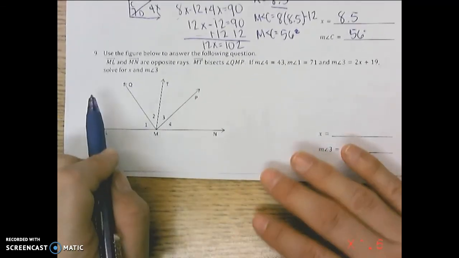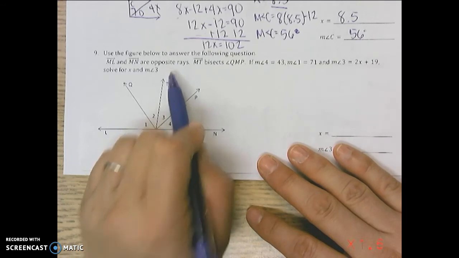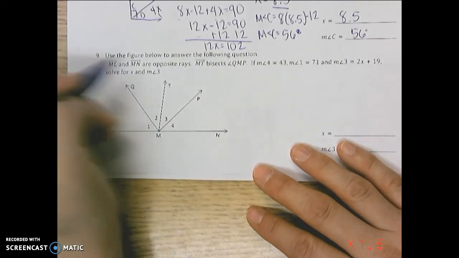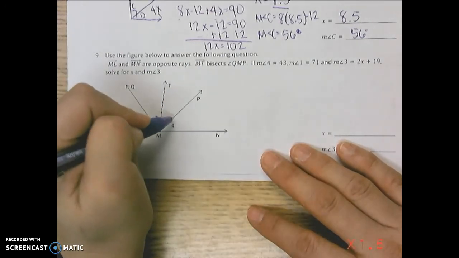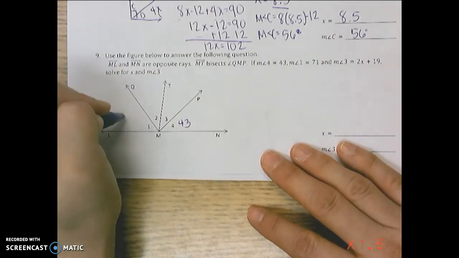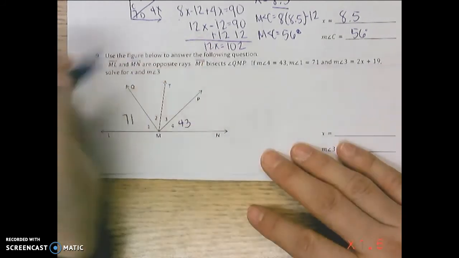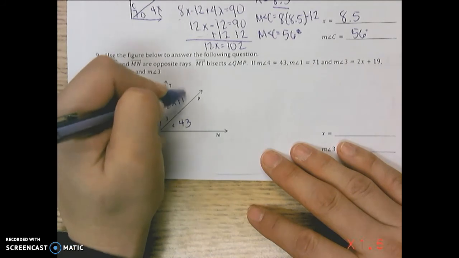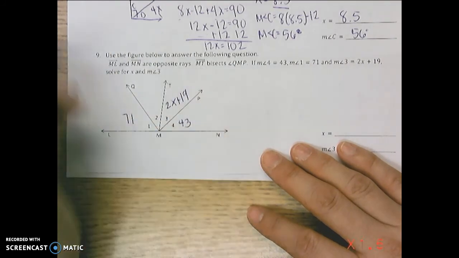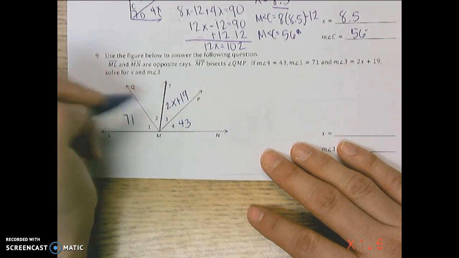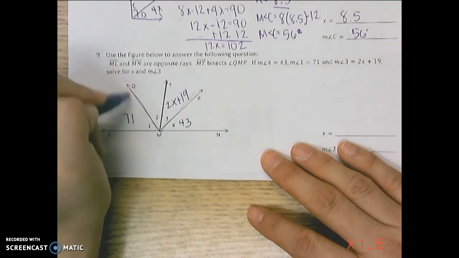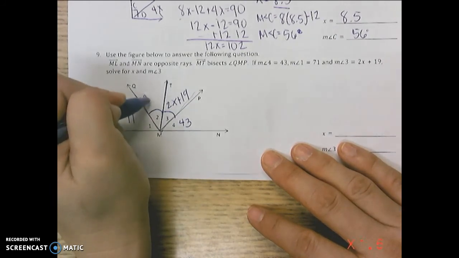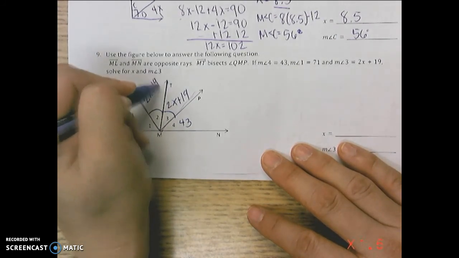All right, so down here we have some opposite rays, which form a straight line, which is 180 degrees. So I'm going to start by filling in some of the angles. This is 43, this is 71, this is 2x plus 19, and if I read here, MT, this segment bisects this angle, which means angle 2 and 3 are congruent. So this is also 2x plus 19.